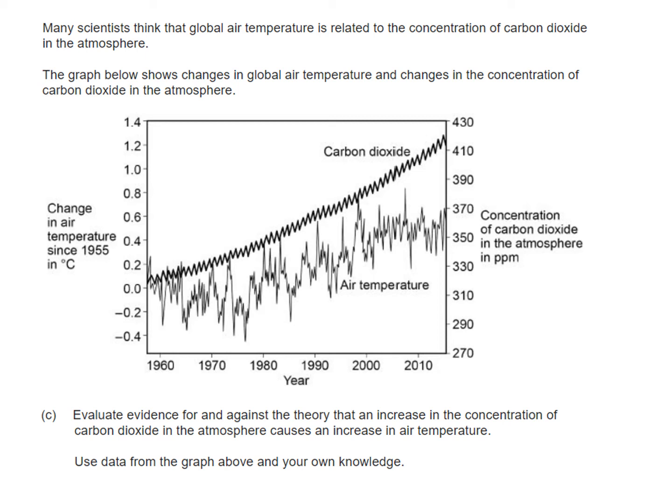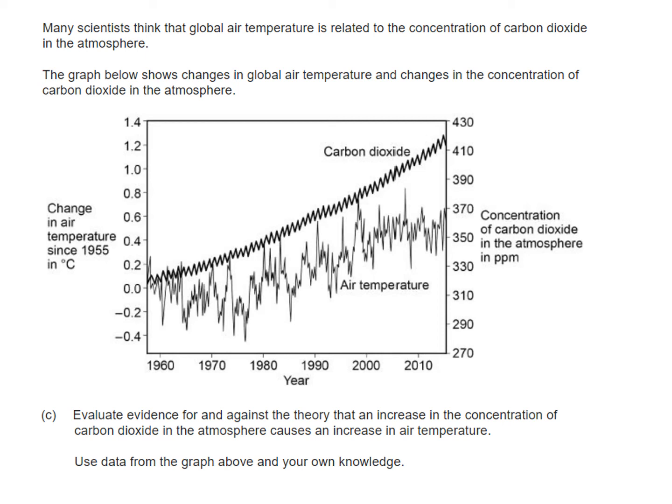Many scientists think that global air temperature is related to the concentration of carbon dioxide in the atmosphere. The graph below shows changes in global air temperature and changes in the concentration of carbon dioxide in the atmosphere. So you can see changes in air temperature up the left, going from 0.4 at the bottom all the way up to 1.4 at the top. That's the temperature since 1955. On the other side, carbon dioxide concentration in the atmosphere goes up from 270 at the bottom to 430 at the top. And you can see all the years running along the bottom. It starts at 1955 and runs all the way up to 2015.